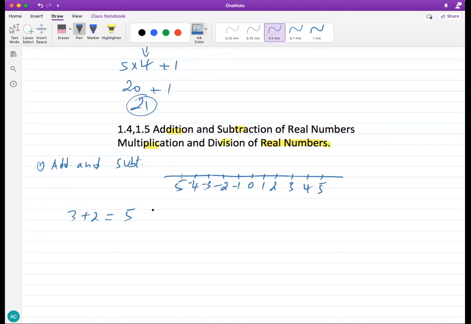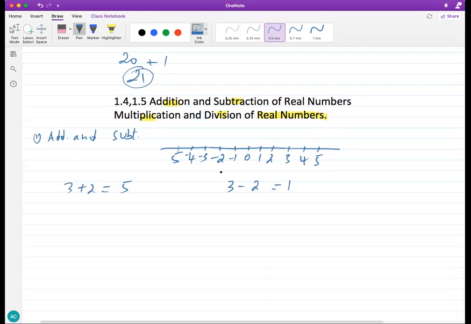Same thing with this typical subtraction. So we start from 3, then since it's negative, we go to the left. Start from 3, go to the left 2 units. So 1, 2, we end on 1. That's why we say 3 minus 2 is 1, 3 plus 2 is 5. Okay, that's pretty much what we know so far. It's obvious, right? We don't have a problem with this.